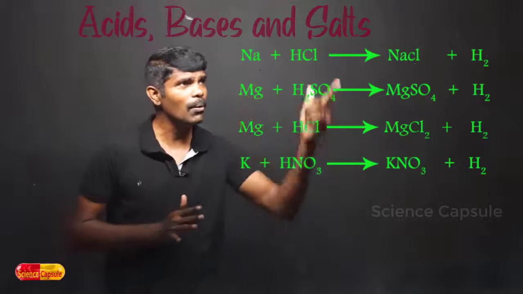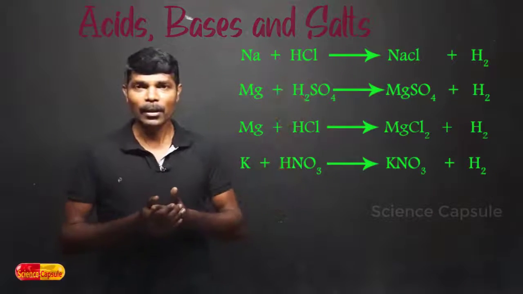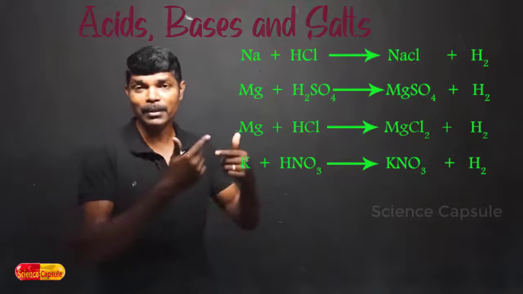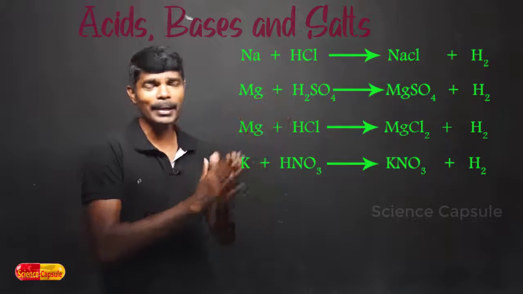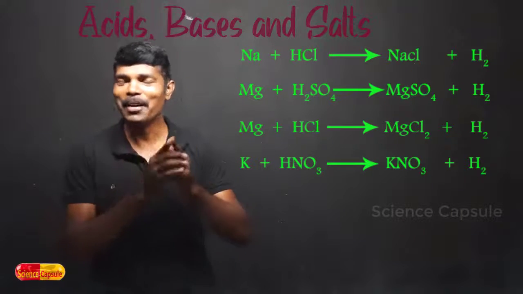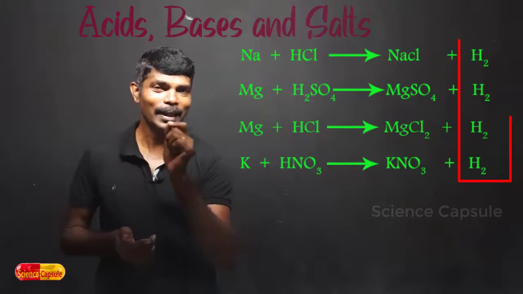If you see all these chemical reactions, we get different products. We use different acids, different metals, but in all these chemical reactions, one thing remains constant. What is that? In each and every chemical reaction, hydrogen gas is produced.